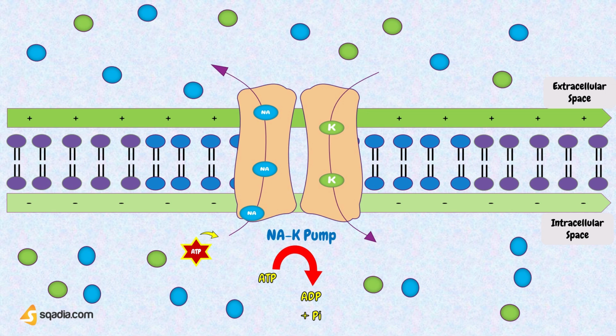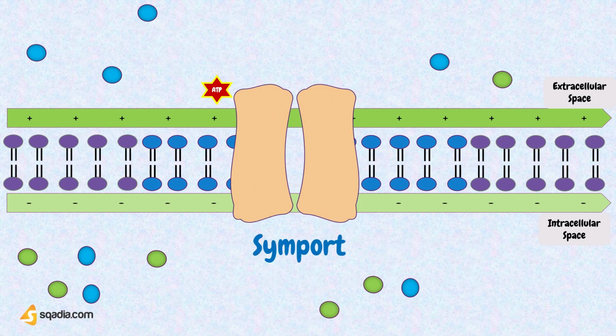Binding of sodium and potassium ions to the carrier protein activates the enzyme ATPase. ATPase causes the breakdown of ATP into adenosine diphosphate with the release of 1 high-energy phosphate. The sodium-potassium pump moves 3 sodium ions outside the cell and 2 potassium ions inside the cell.